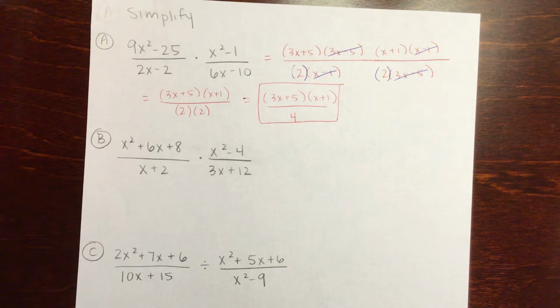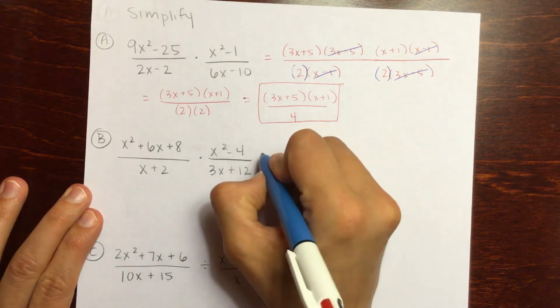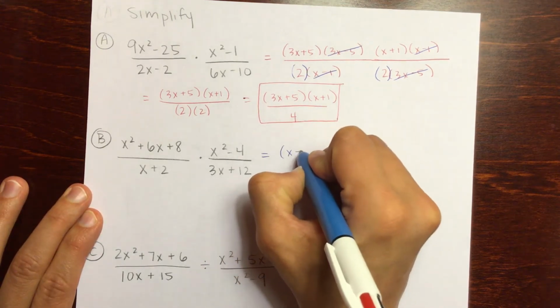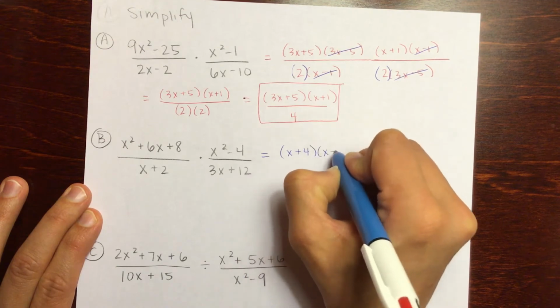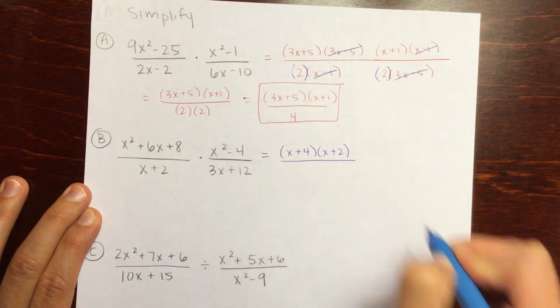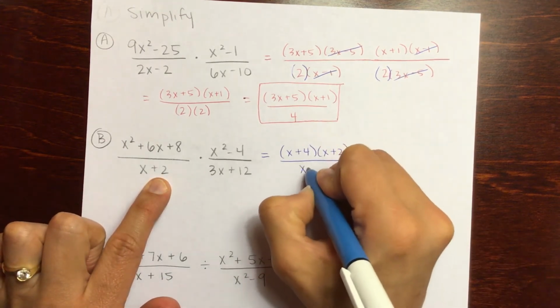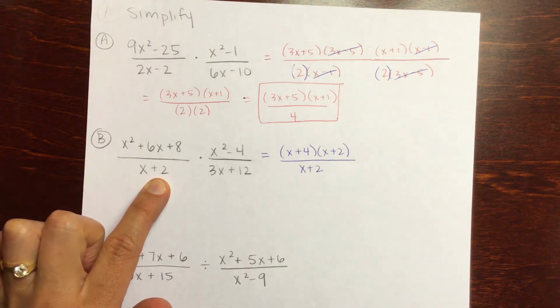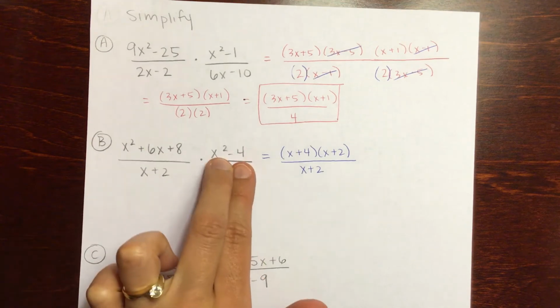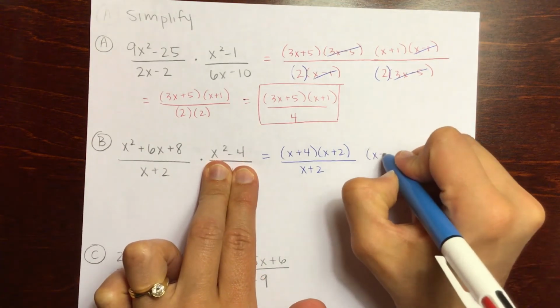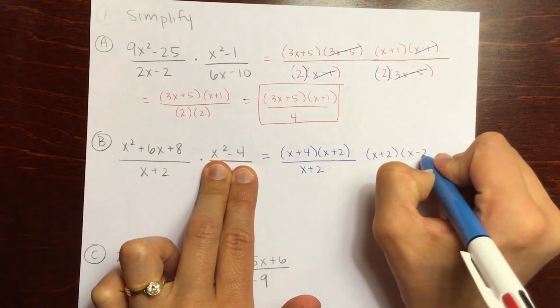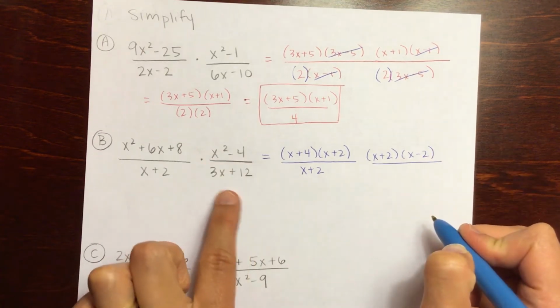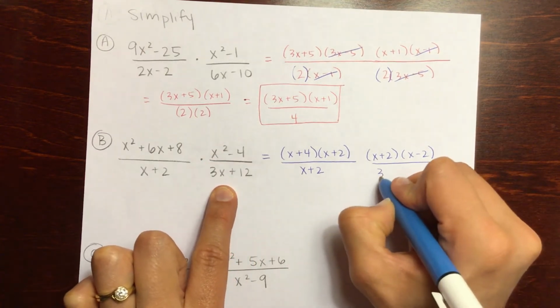In the second example, let's factor. The first numerator factors. The first denominator doesn't factor into anything. I can't pull out a GCF, and there's not a difference of squares. The second numerator is a difference of squares, square root it. And the second denominator, I can divide out a 3.